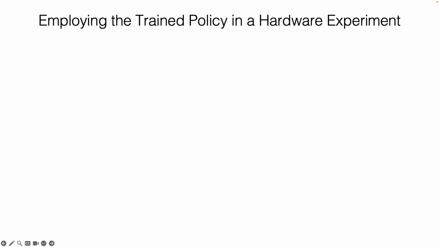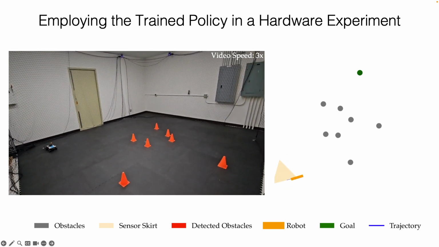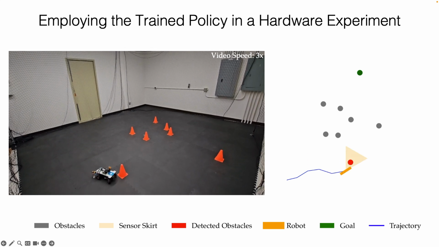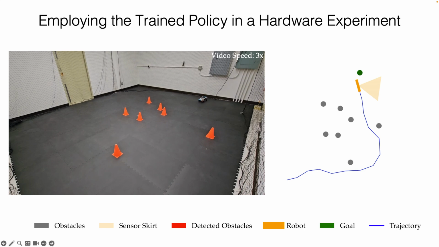Finally, we employ our learned policy from human data on a robotic car to showcase the real-time capabilities of our method in real scenarios. As we can see, just like a human, the robotic car is able to look around in the environment, detect obstacles, and avoid them successfully.